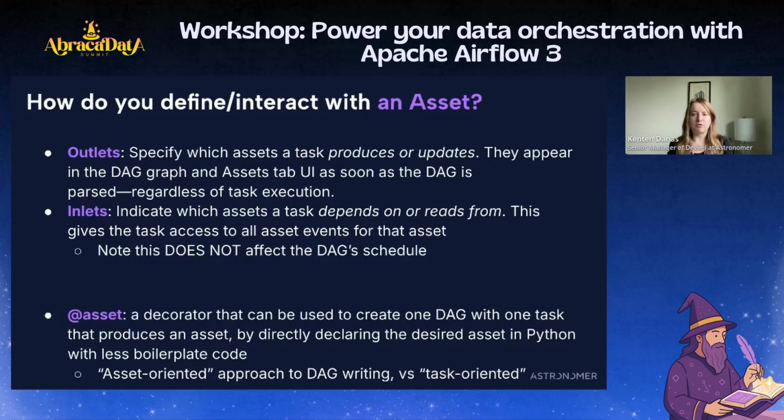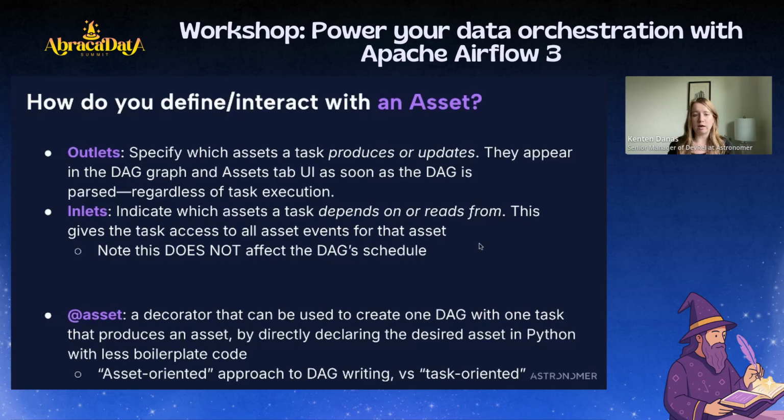There are a couple of ways that you can define or interact with assets in Airflow. The first is with outlets and inlets, which again is going to be a very similar pattern to how data sets worked in Airflow 2 if you were already using those or are familiar with them. Outlets let you assign an asset to a task and say that that task produces or updates that asset. They will show up in the DAG graph in the Assets tab UI as soon as that DAG is parsed, even if it hasn't run yet. So we'll look at that in a little bit here.